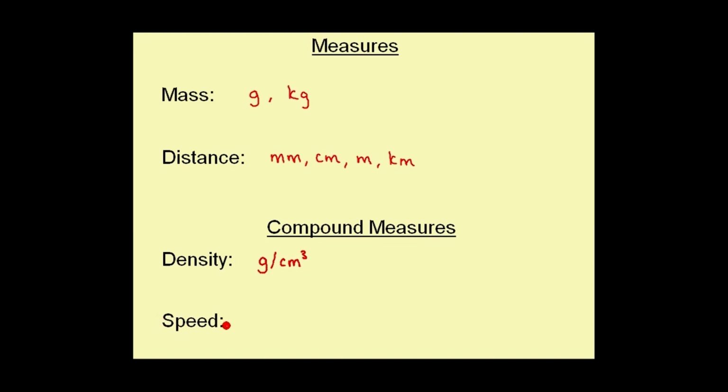Another compound measure is speed. If you were running a race, you would measure your speed in metres per second. If you were driving somewhere in a car, you would measure your speed in kilometres per hour. So for simple measures, the units are always straightforward, for example grams or centimetres. For compound measures, the units are a bit more complicated. They're usually something per something else, grams per centimetre cubed, kilometres per hour.